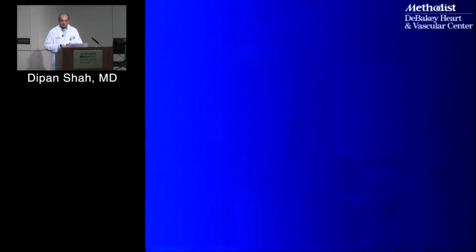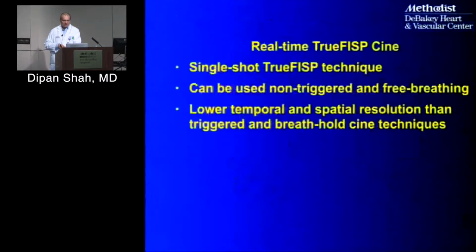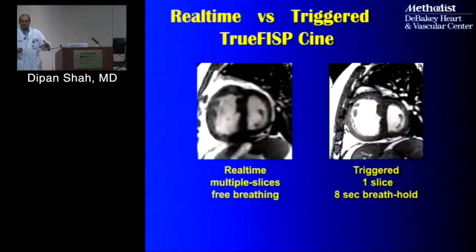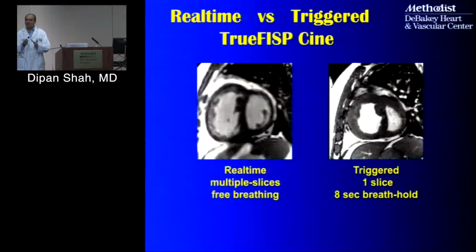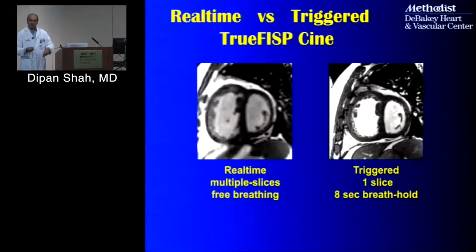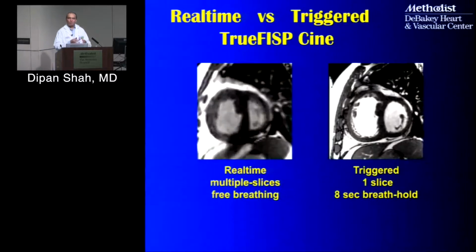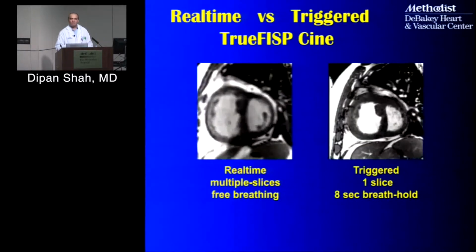Is there a heart rate limit for that? Well, obviously the issue becomes if the patient's got a heart rate of 150, that 40 or 50 millisecond temporal resolution may not be sufficient. So yes, if you've got somebody who's very tachycardic, but in normal heart rates of between 60 to 100, that 40 to 50 millisecond temporal resolution is reasonably good.